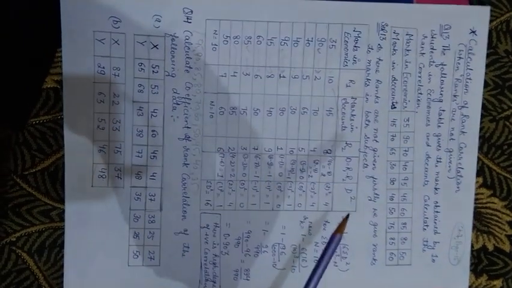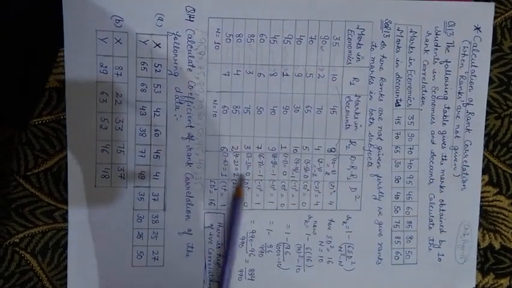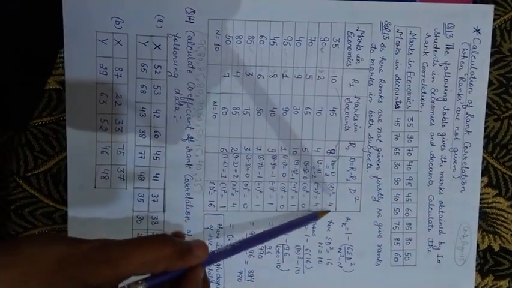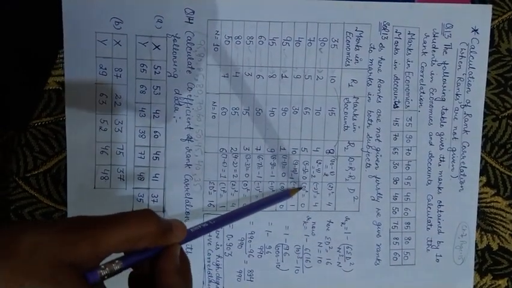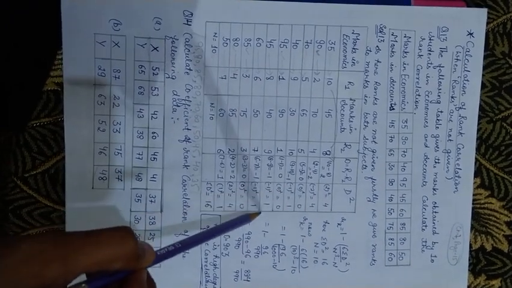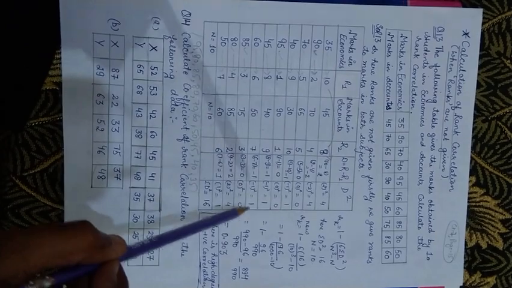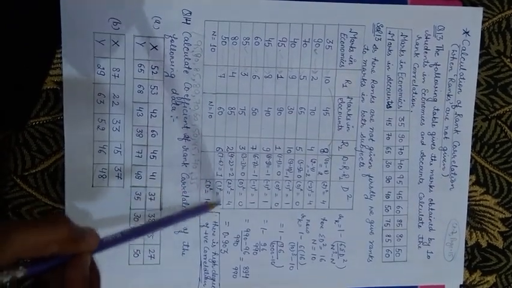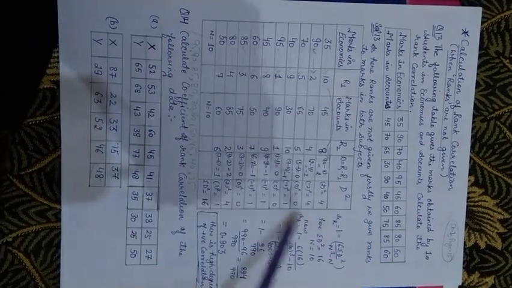Now you have to do the square of these values. So first of all you do the square. 2 square 4, minus 2 square 4, 0 square 0, minus 1 square 1, 0 square 0, minus 1 square 1, minus 1 square 1, 0 square 0, 2 square 4, 1 square 1. Total you have to do all the values.